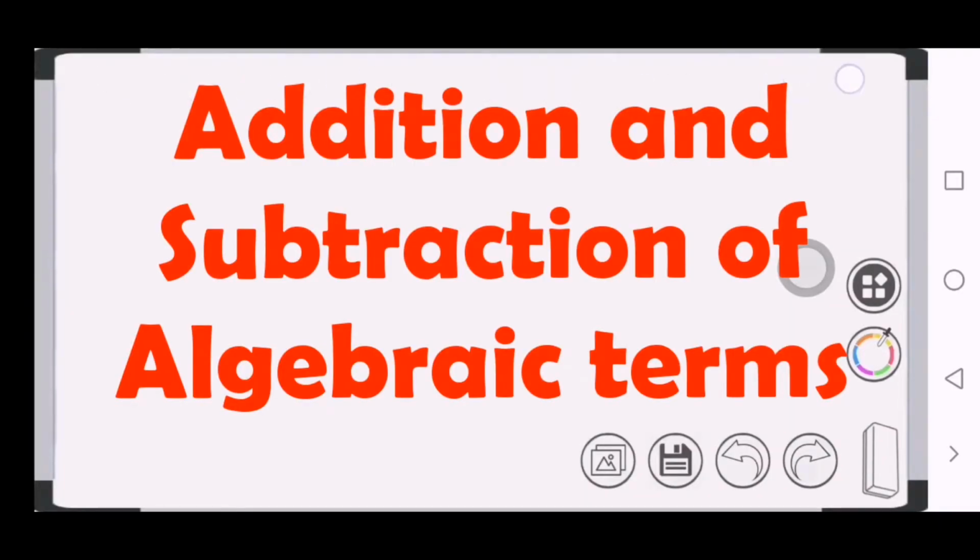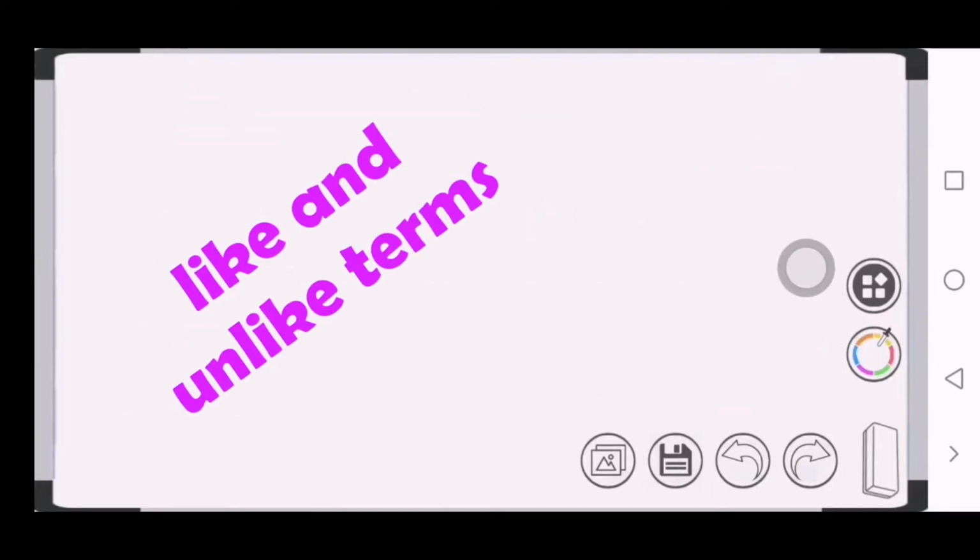Now, to be able to add up or subtract any algebraic expressions given to us, we must be able to tell or to identify our like terms and unlike terms. If you do not know how to find your like terms and unlike terms, kindly pause this video and go watch that video among the list I have here.